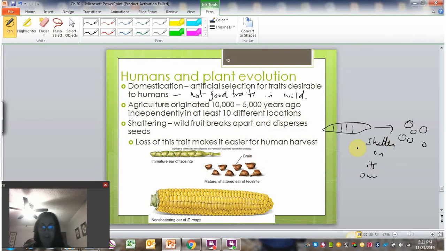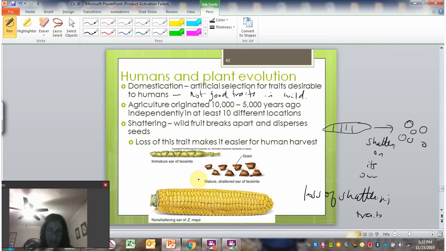This is a terrible trait though, a really terrible trait if you're an early human farmer, because if they shatter onto the ground, actually, I should say not just early human farmer, it's still a bad trait because our machines aren't designed for it either. But it's a really bad trait because if it shatters before you have a chance to harvest it, then you're trying to pick up the seeds from the ground, and that's a lot of work. And so what humans did was they selected for loss of shattering.